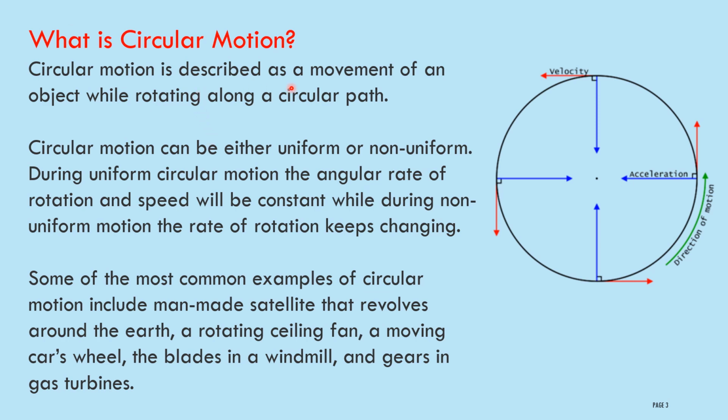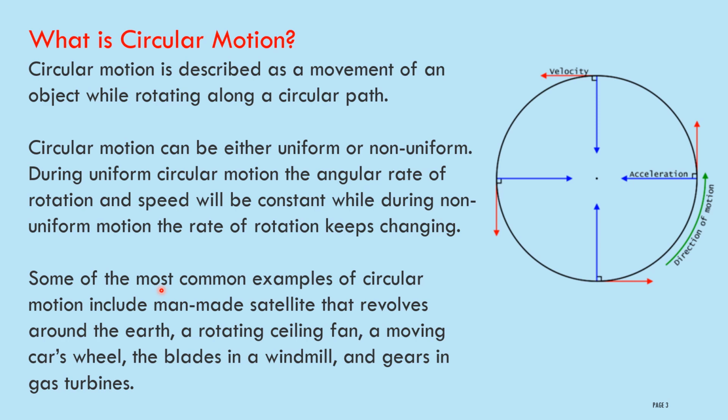Circular motion is described as a movement of an object while rotating along a circular path, otherwise the motion of an object along a circular path. Circular motion can be either uniform or non-uniform. During uniform circular motion, the angular rate of rotation and speed will be constant. You have to remember here, in the case of uniform circular motion, angular rate of rotation and speed will be constant, while during non-uniform motion the rate of rotation keeps changing.